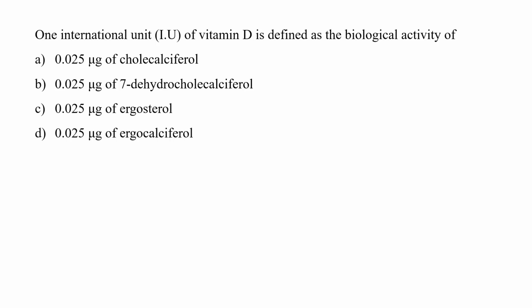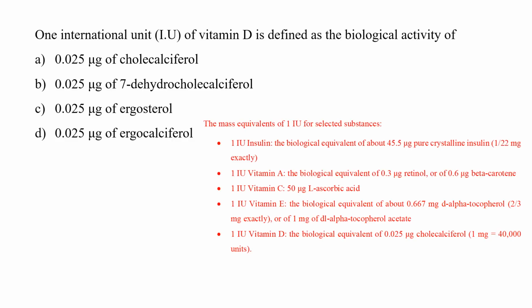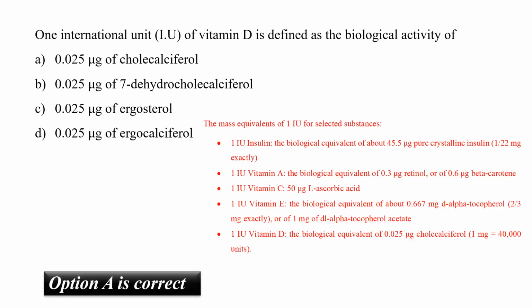One international unit, that is IU of vitamin D, is defined as the biological activity of 0.025 microgram of cholecalciferol, 0.025 microgram of 7-dehydrocholecalciferol, 0.025 microgram of ergosterol or 0.025 microgram of ergocalciferol. If you see it in the figure, the mass equivalent of 1 IU for the various types of vitamins are given. So 1 IU of vitamin D is the biological equivalent of 0.025 microgram cholecalciferol, which is option A.